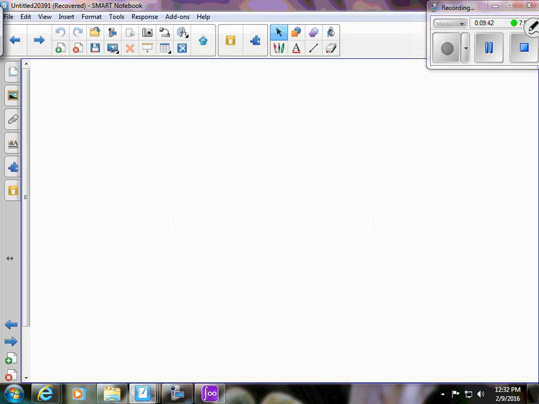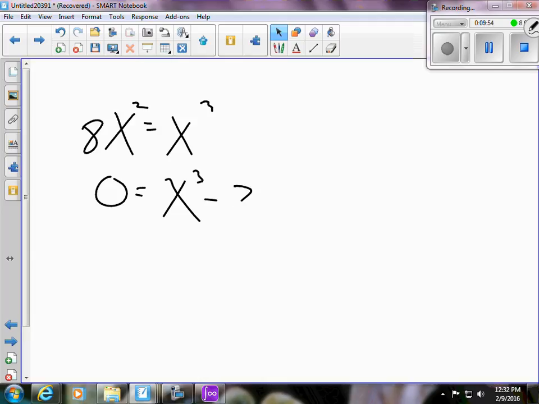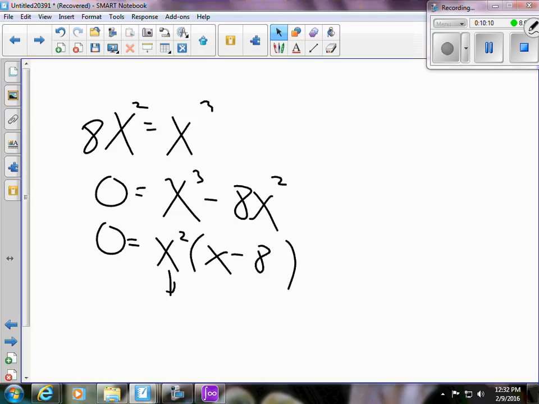Okay. So tell me what we had: we had 8x squared equals x cubed? Yeah, okay. So we'll get it equal to 0. So I have x cubed minus 8x squared equals 0. We'll factor out the x squared, leaving x minus 8. So our solutions are x equals 0 and x equals 8. All right, so those are going to be our limits of integration.